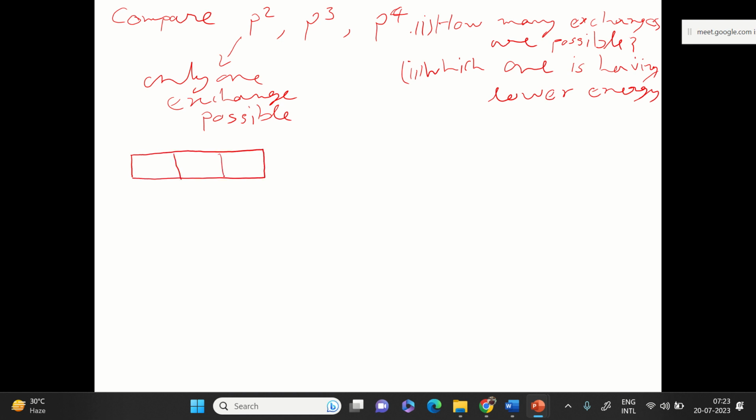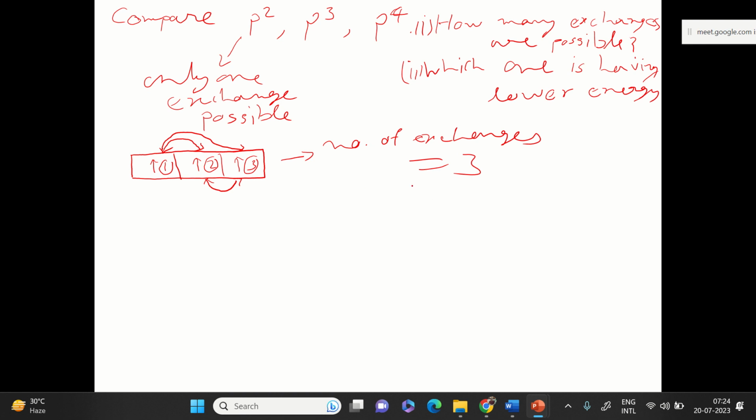In case of P3, suppose we have three electrons. Now let's label them as 1, this is 2, this is 3. How many exchanges are possible? One can exchange place with 2. It can also exchange with this. And then we can also have another exchange between this and this. So these are the exchanges possible. So total number of exchanges possible is 3. In P2 you have 1.